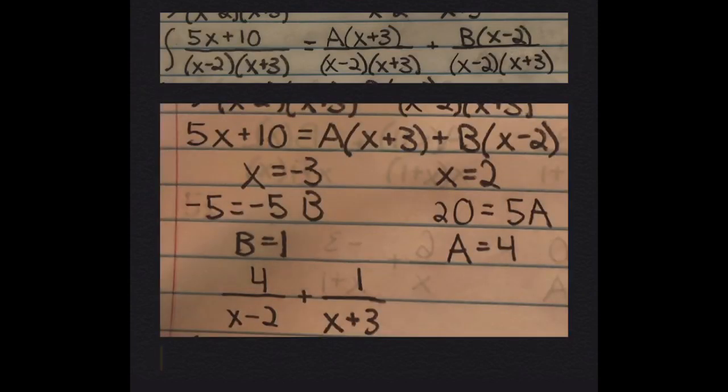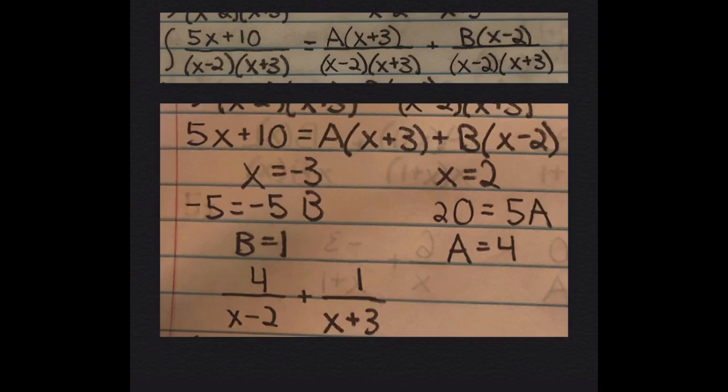All the denominators cancel out, so we need to find when A is equal to 0 and B is equal to 0, and this happens when x plus 3 equals 0, so this is when x equals negative 3, and then this also happens when x minus 2 is equal to 0, and this happens when x equals 2.